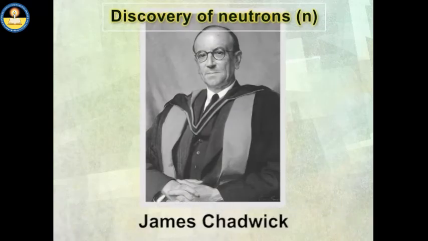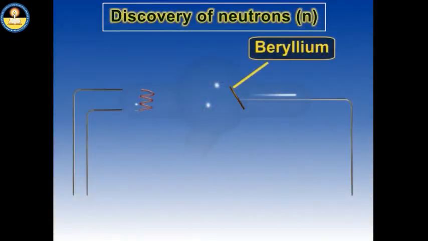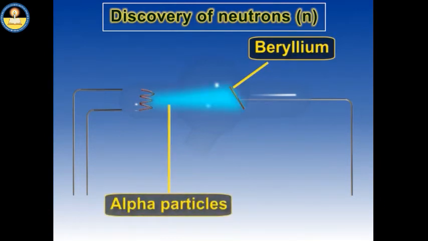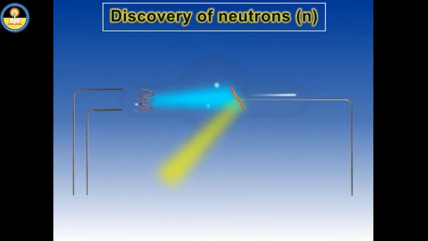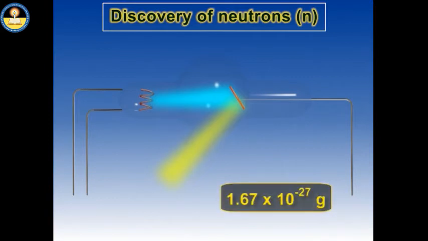Let us now learn about the discovery of neutrons. When James Chadwick bombarded a thin sheet of beryllium element with alpha particles, he observed highly penetrating rays which consisted of streams of neutral particles. Each neutral particle present in the obtained rays had no charge but had a mass of 1.67 x 10^-27 grams, which was nearly equal to that of a hydrogen atom.